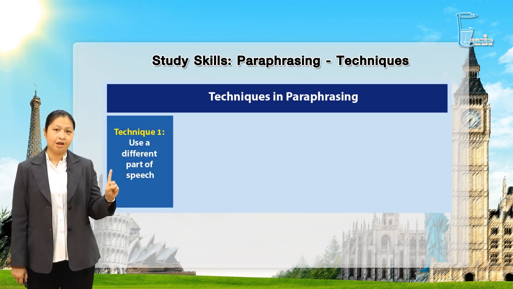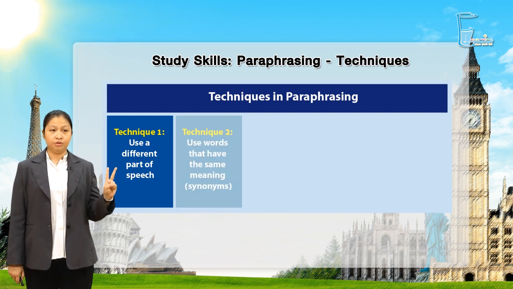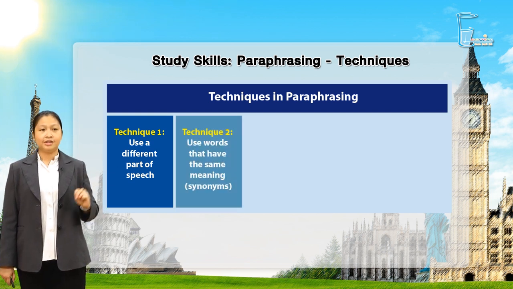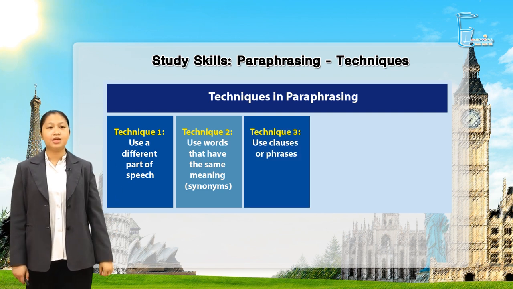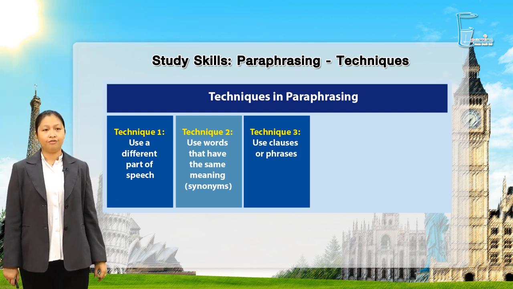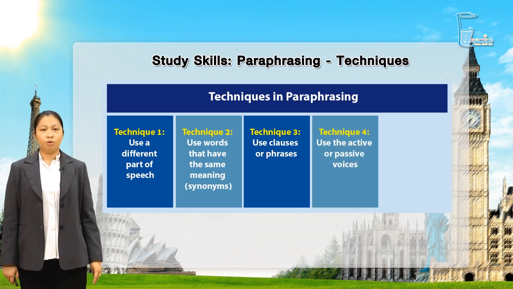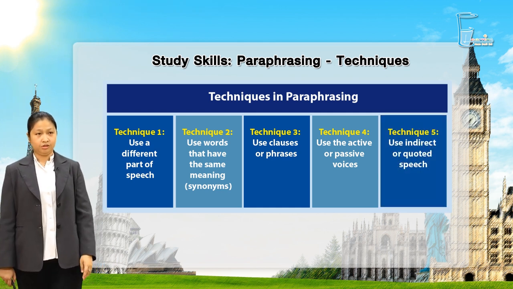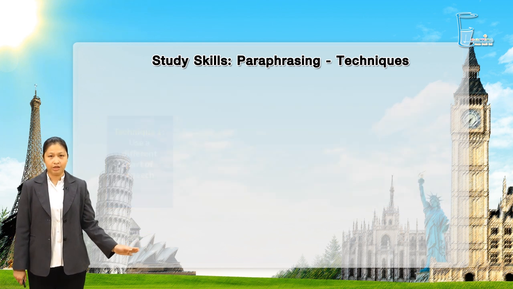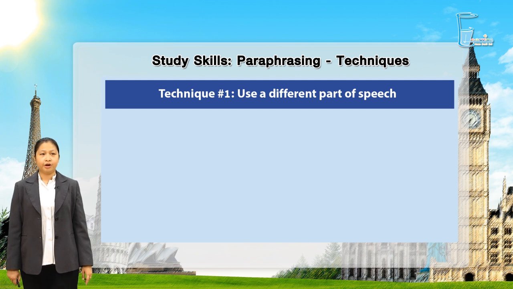Technique number 1, use a different part of speech. Technique number 2, use words that have the same meaning or synonyms. Technique number 3, use clauses or phrases. Technique number 4, use the active or the passive voice. Technique number 5, use indirect or quoted speech. So let us look at each technique. Technique number 1, use a different part of speech.